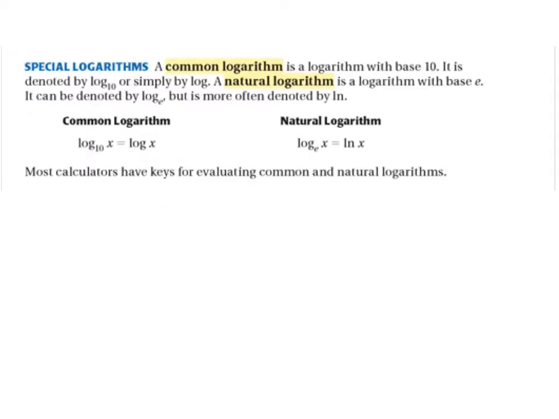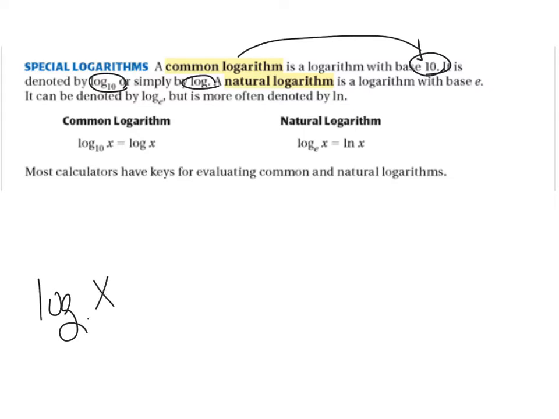All right, special logarithms. A common logarithm is a logarithm with base 10. That's important. It is denoted by log 10, or simply just log. Whenever I just write log of anything, I don't have to write the 10. Just like way back when, if I write just a root, I don't have to write the 2. I know that when it's a root, we assume it's a square root.